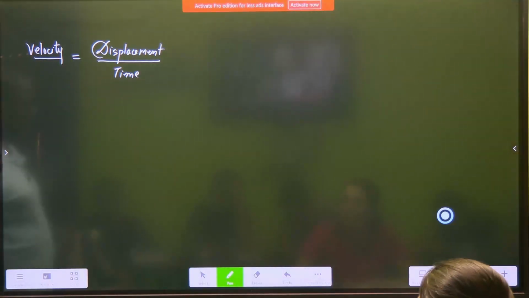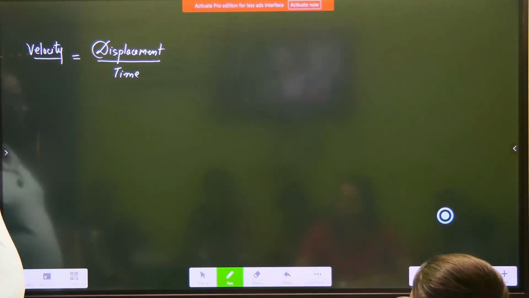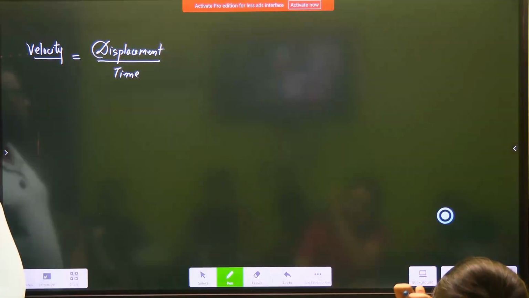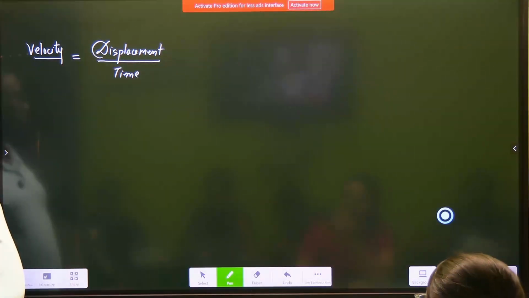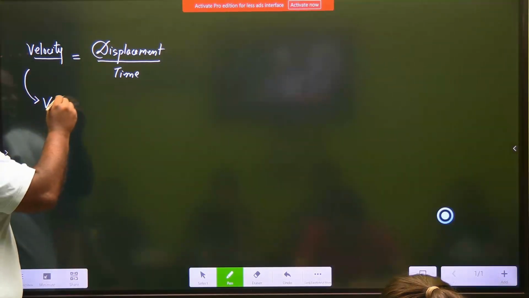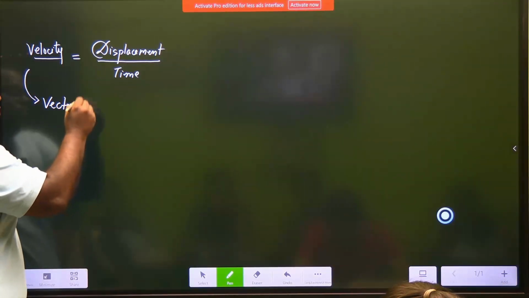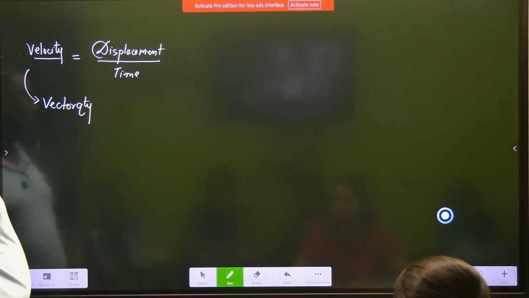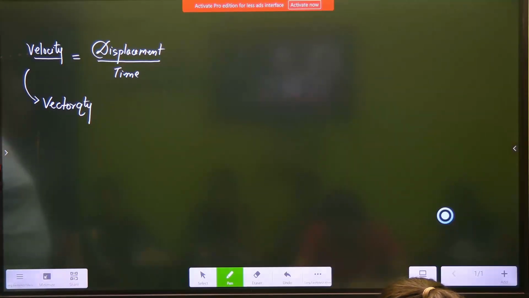Right? So a few things come to mind. Speed had distance as its parent, velocity has displacement as its parent. Therefore, velocity will always be a vector quantity. That is the first thing we need to understand, because its parent, displacement, is a vector.